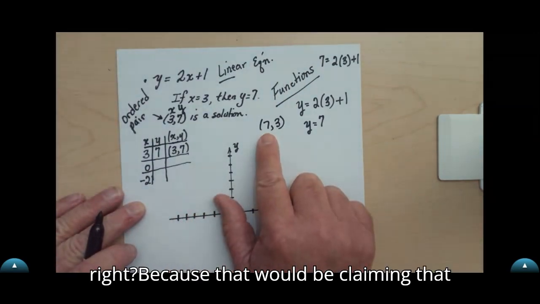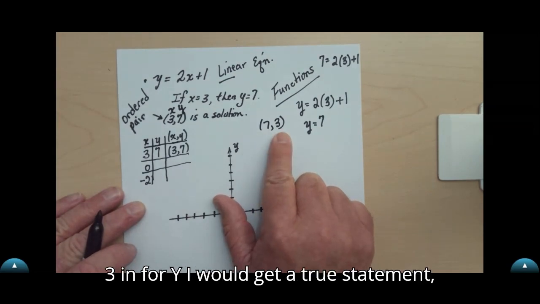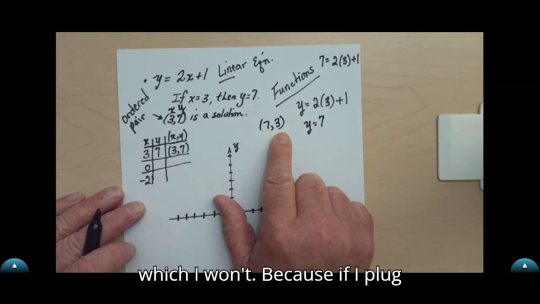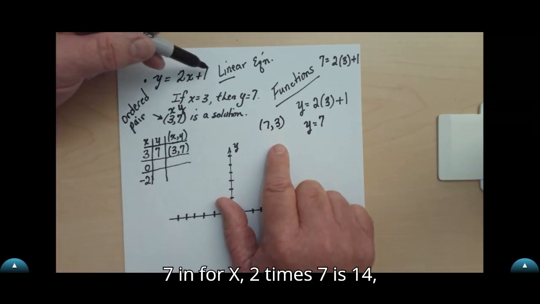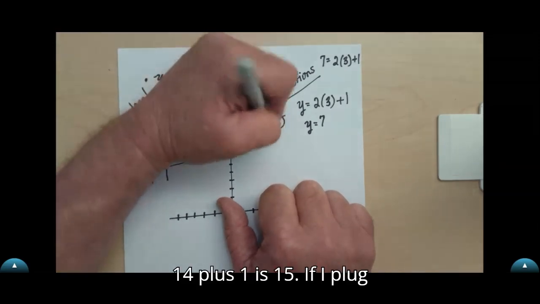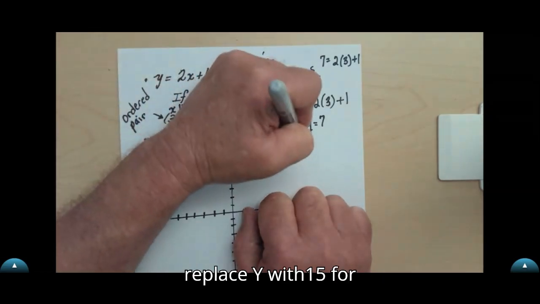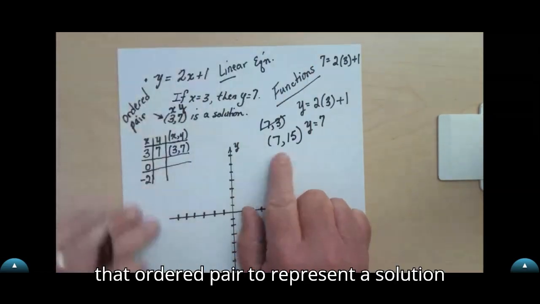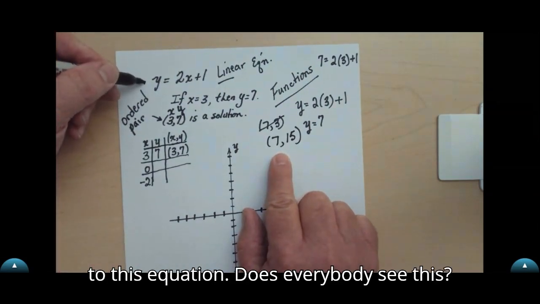Because that would be claiming that if I plug 7 in for x and 3 in for y, I would get a true statement, which I won't. Because if I plug 7 in for x, 2 times 7 is 14, 14 plus 1 is 15. If I plug 7 in for x, then I would need to replace y with 15 for that ordered pair to represent a solution to this equation. Does everybody see this?